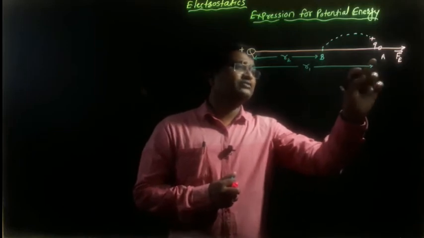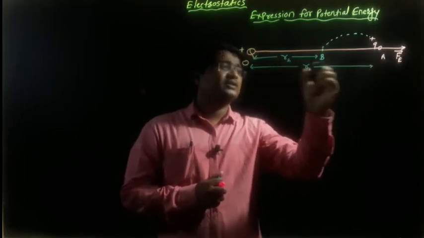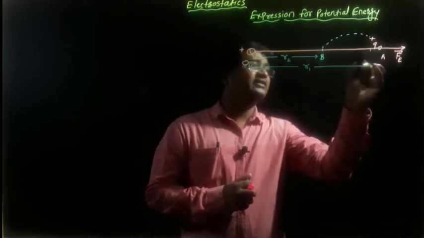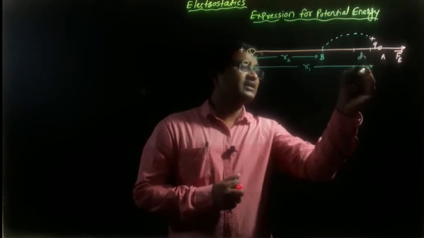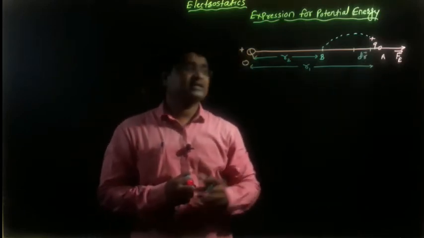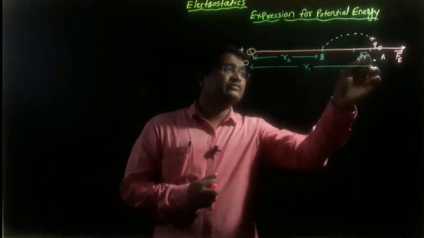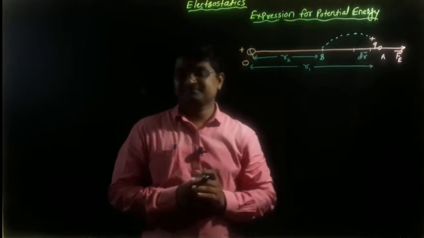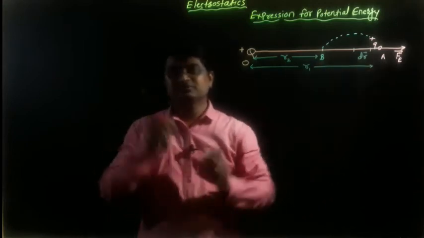So when we find out the total work done from A to B, the distance R1 to R2, now simply imagine a very small particle. Imagine a very small distance dr, let dr be the very small displacement. First of all, we find out the work done due to the very small distance dr, and after that we find out the total work done from A to B.